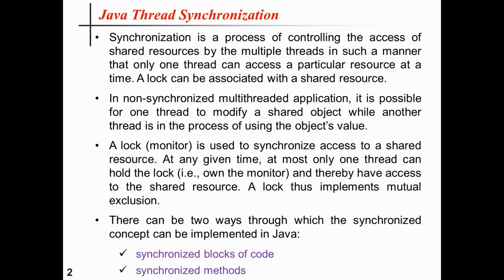A lock or monitor is used to synchronize access to a shared resource. At any point of time, at most only one thread can hold the lock. That means it can own the monitor and therefore have access to the shared object. A lock therefore implements mutual exclusion. That means at a time only one thread will be working on the shared resource or object, and at that time the other threads must wait for the currently executing thread to finish. So that is the concept to be implemented.